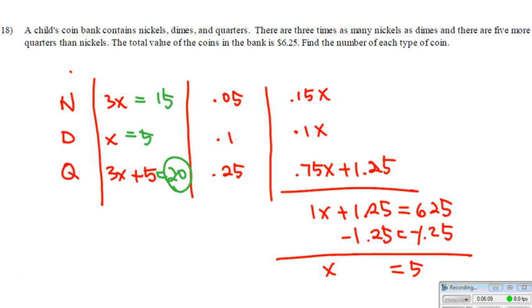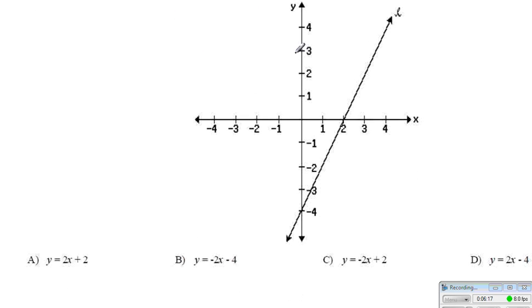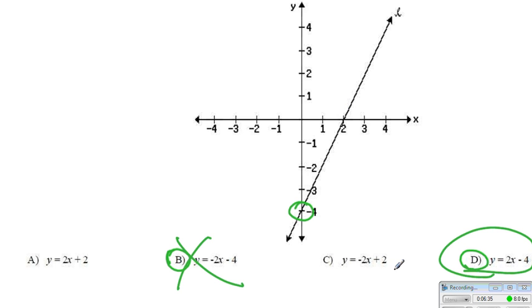There it goes. Number 19. Here we have y-intercept is -4. So which one has y-intercept of -4? We are looking at B or D. But the slope is in fact positive because as you're going up by 4, you're going over to the right by 2. So slope has to be positive. So therefore not B, but D would be our answer.